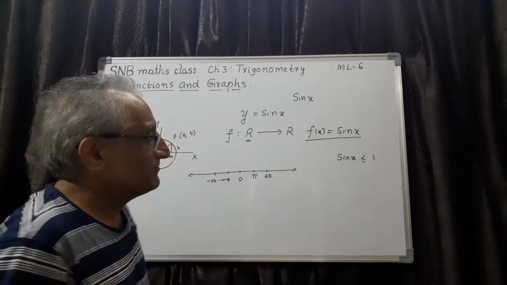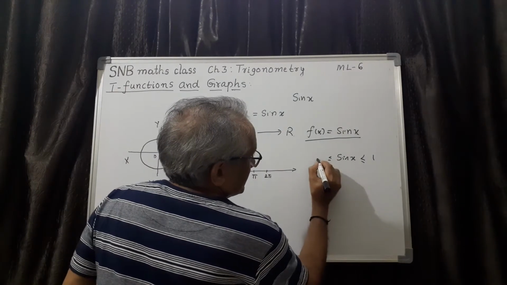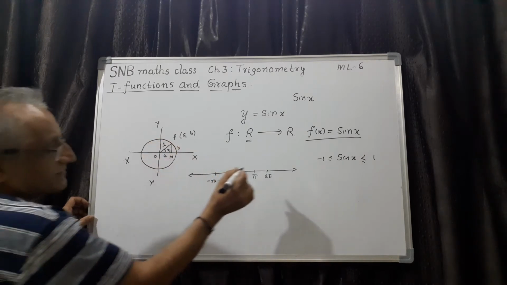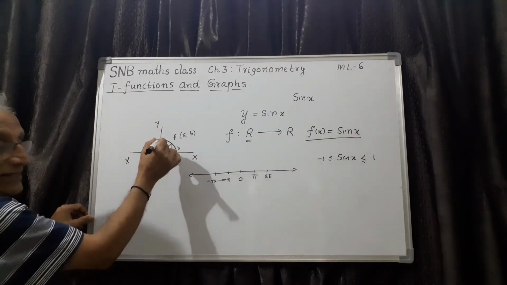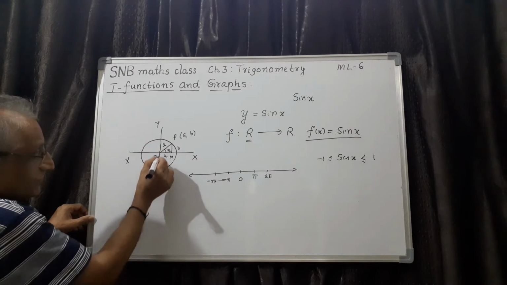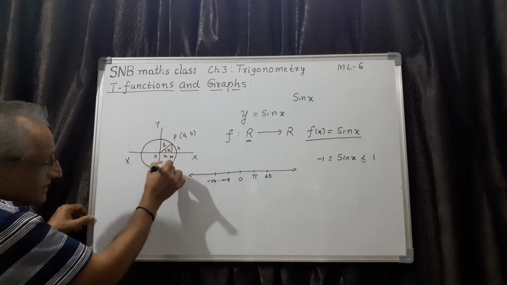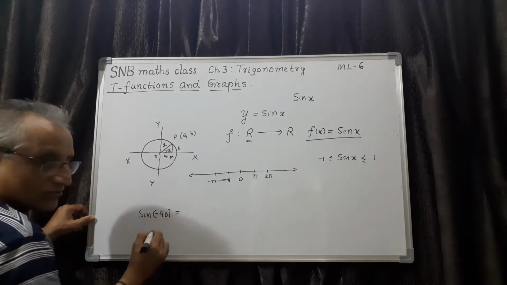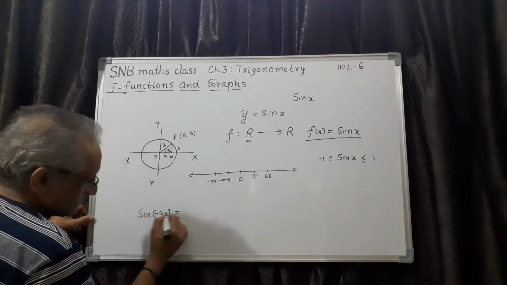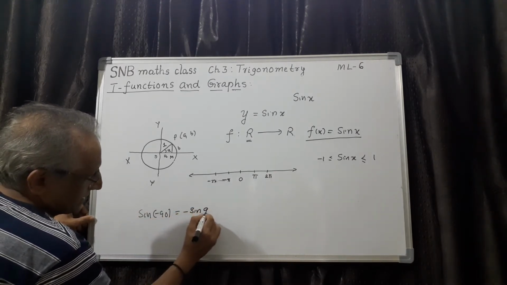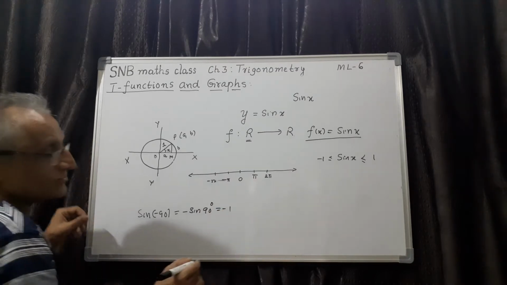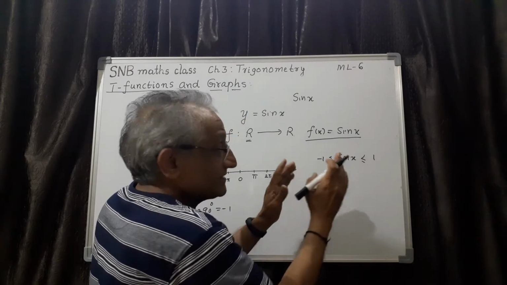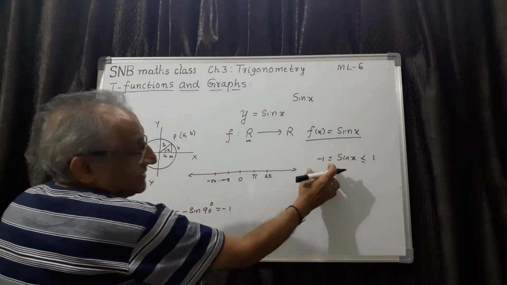What about its minimum value? This is minus 1, because see here, when this P comes here, sin 90 is 1. Similarly, if you come in the other direction, sin of minus 90, we know from the allied angle ratios, is minus 1. So the least value of sin x is minus 1, the greatest value is 1. That means sin x lies between minus 1 and plus 1.